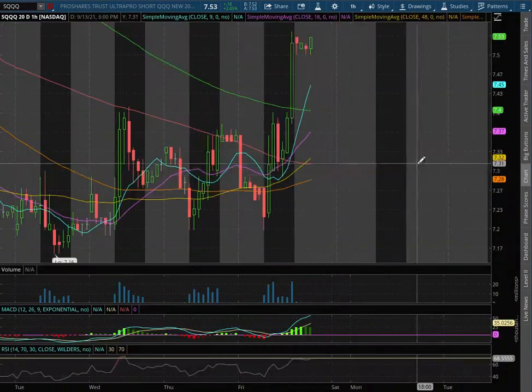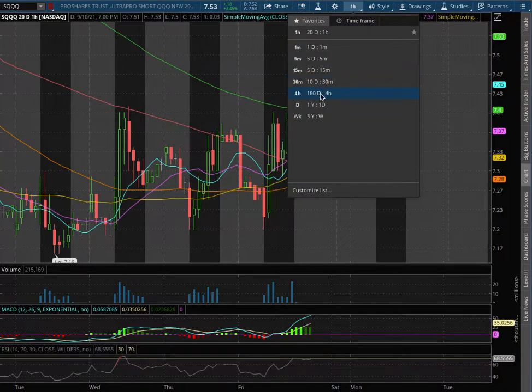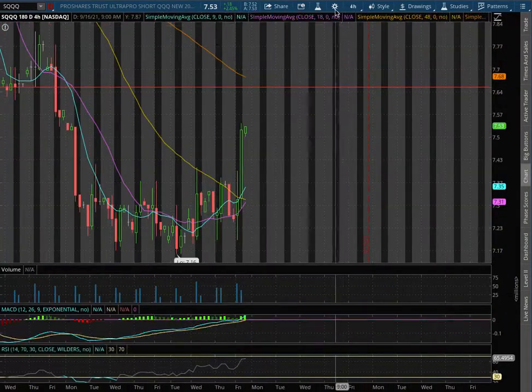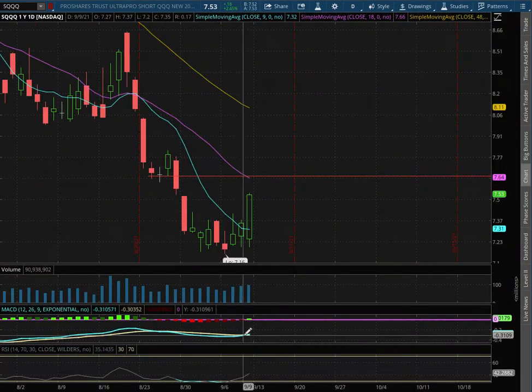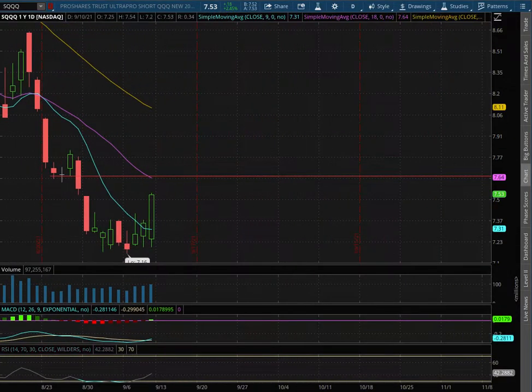As with the 1-hour chart, we are in positive MACD. We're approaching overbought conditions with the RSI. As with the 4-hour chart, we have reached positive MACD. And as we extend that once more onto the daily chart, we remain in negative MACD, but we did see it converge, and we're off of oversold levels with the RSI.